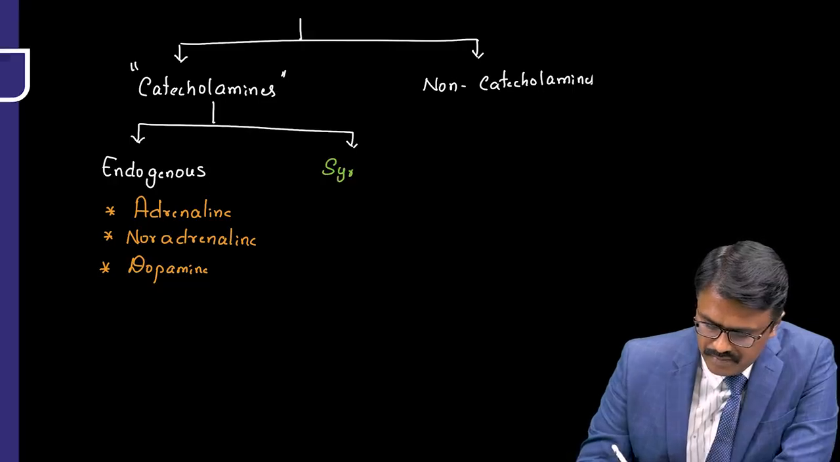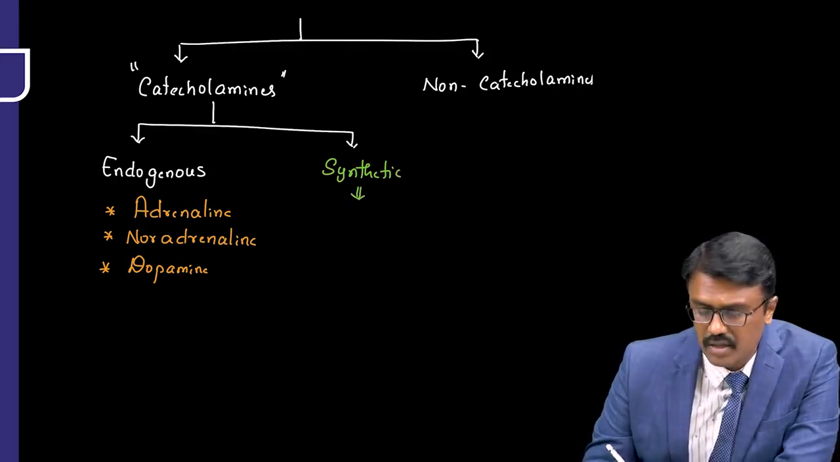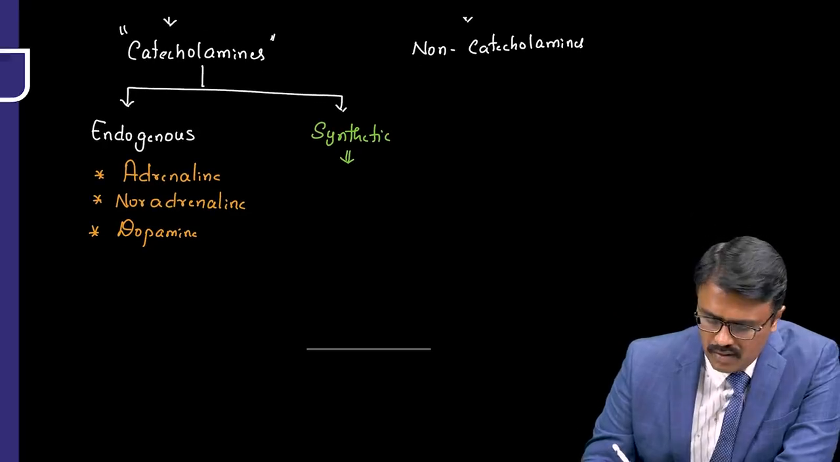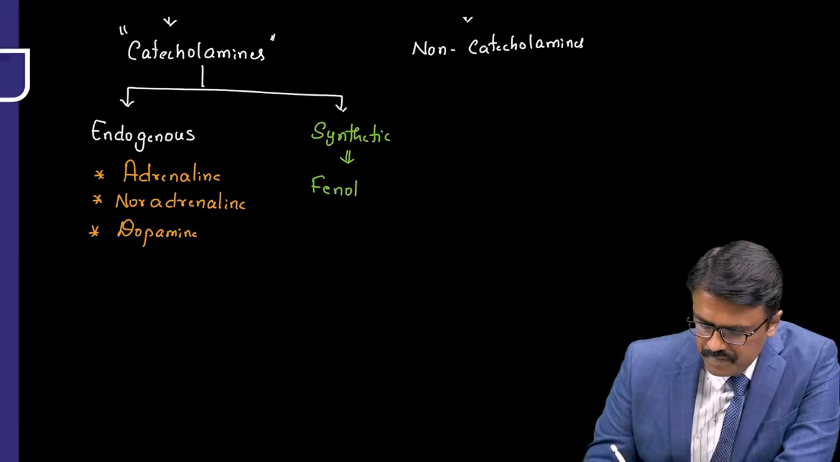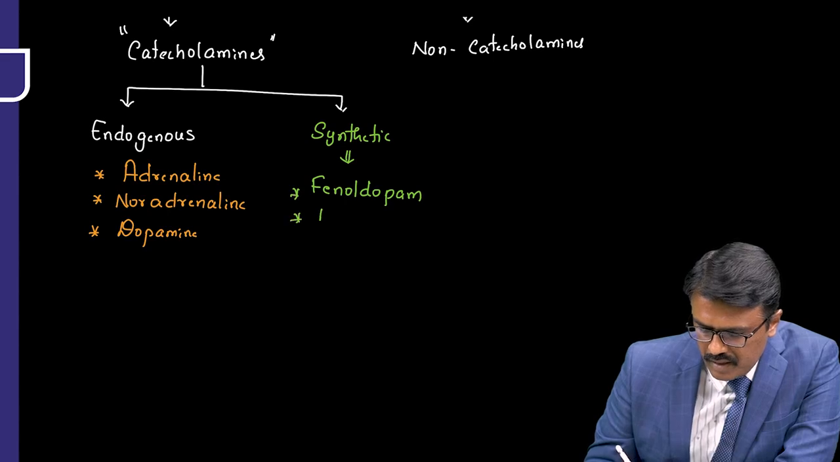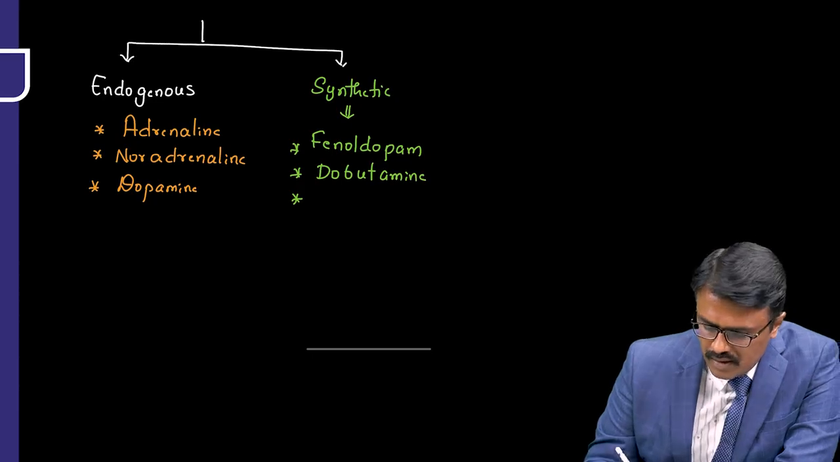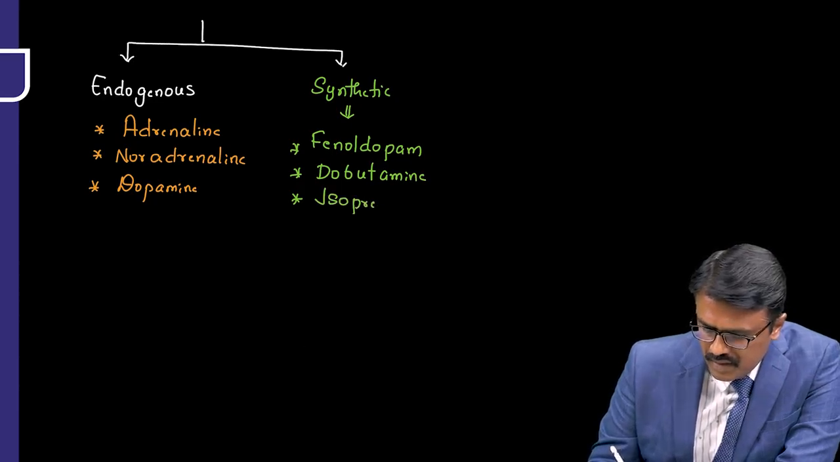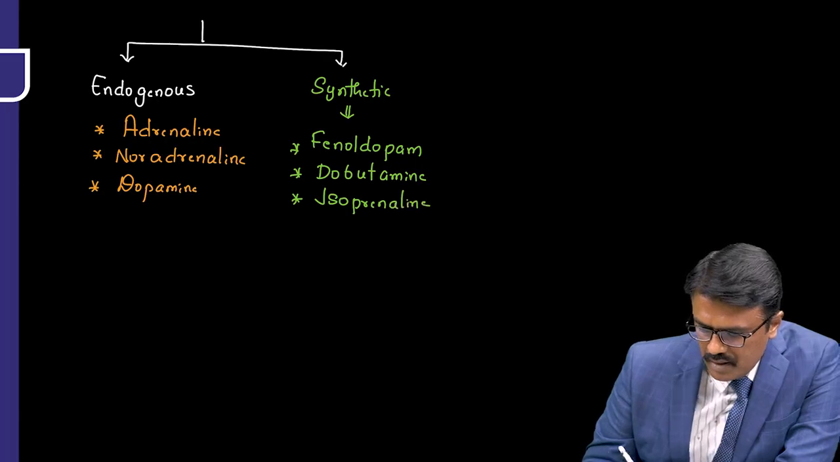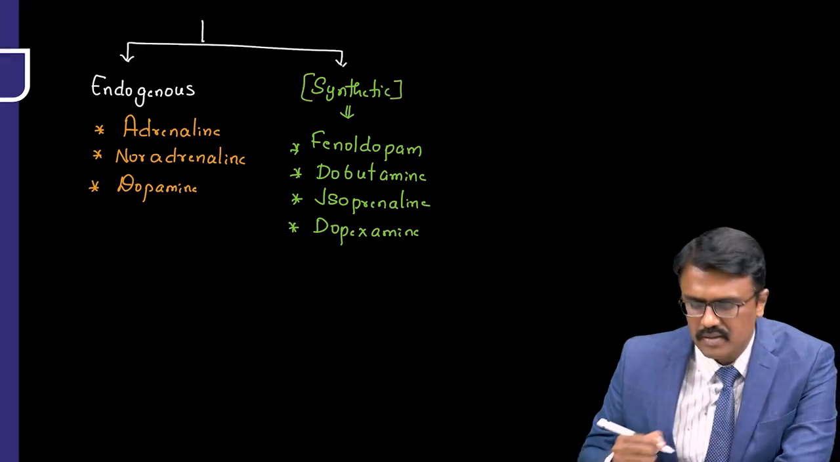Then synthetic or exogenous ones, which are synthesized, are called fenoldopam, then dobutamine, and one more drug called isoprenaline, and one more drug called dopexamine. These are the exogenous or synthetic catecholamines.